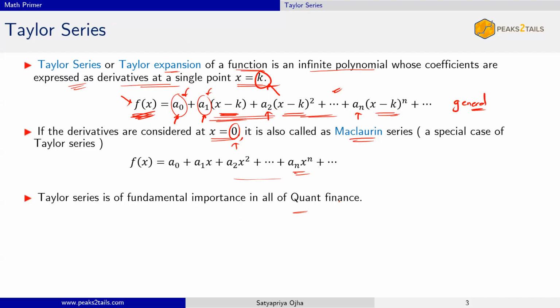Any questions on this slide? Are you okay with the form, the representation, coefficients, powers, right? Okay. Yes, so I can expand it at any point x equal to k. In Maclaurin series, that special point is at x equal to 0. That's the only difference.